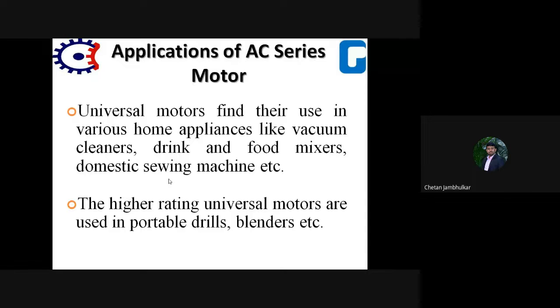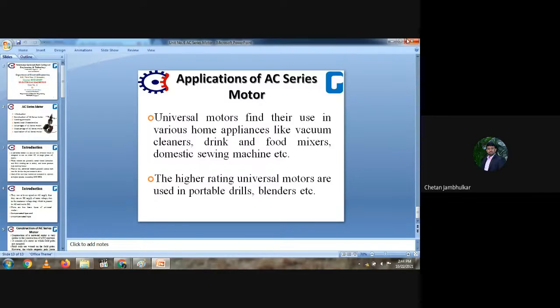And the applications of the AC series motor: they find use in various home appliances like vacuum cleaners, drink and food mixers, and domestic sewing machines, and higher rating universal motors are used in portable drills and benders. So this is all about the AC series motor.